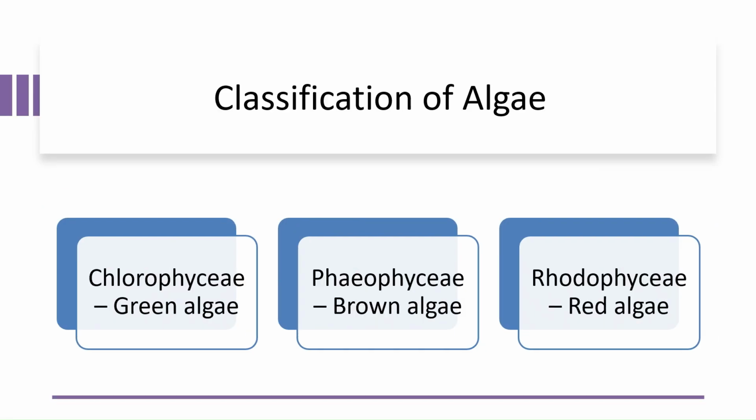Let's study the classification of algae. They have three main classes: Chlorophyceae, Phaeophyceae and Rhodophyceae. Chlorophyceae is also called green algae. Phaeophyceae is also called brown algae. Rhodophyceae is also called red algae. So this classification is based on the pigments.